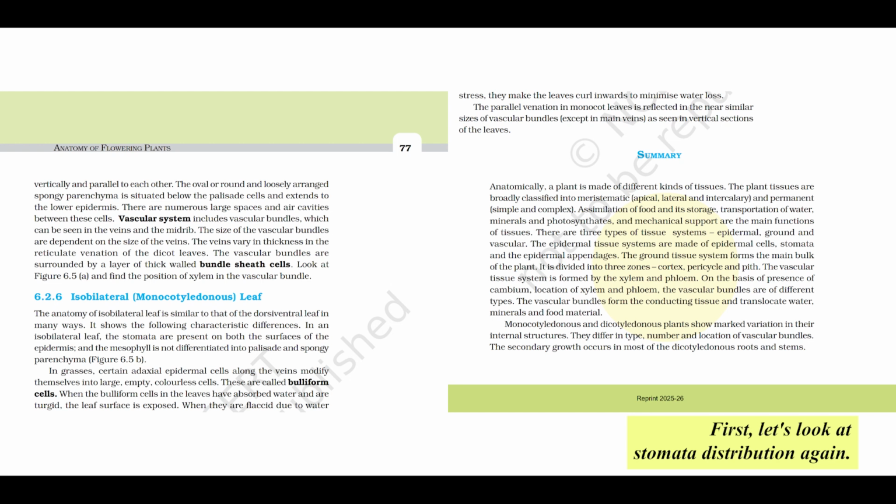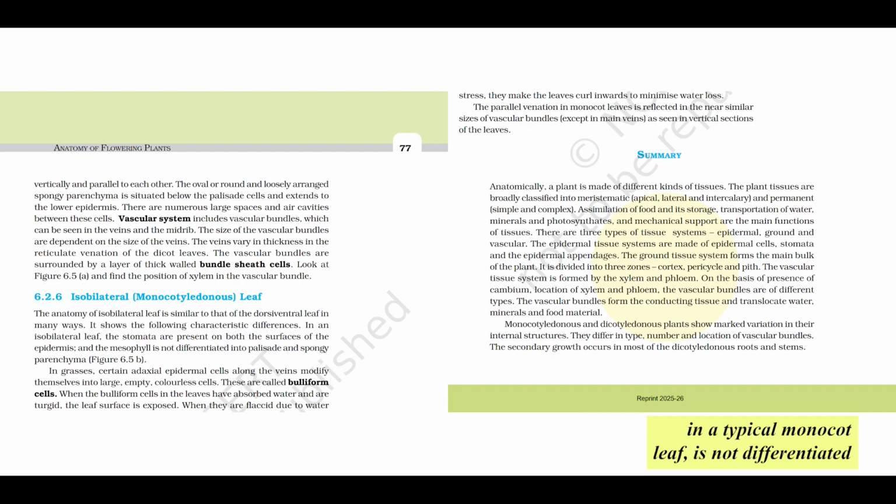First, let's look at stomata distribution again. In an isobilateral leaf, stomata are typically present on both the adaxial upper and abaxial lower surfaces of the epidermis, often in roughly equal numbers. This bilateral distribution is quite different from the predominantly lower surface stomata we usually see in dicot leaves. Second, mesophyll differentiation. This is a very key distinguishing feature.